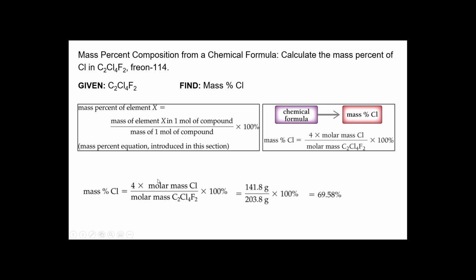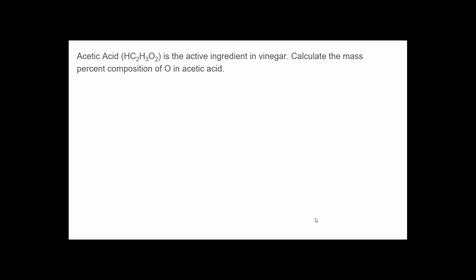35, I don't have a periodic table in front of me, but it's 35.47, I think, times that, and that equals 141.8 grams. The total compound, the molar mass of the compound is 203.8, times that by 100, and the 4 chlorides, the mass percent of chloride in this is made up of 69.58% of the compound. All right, so let's do another one.